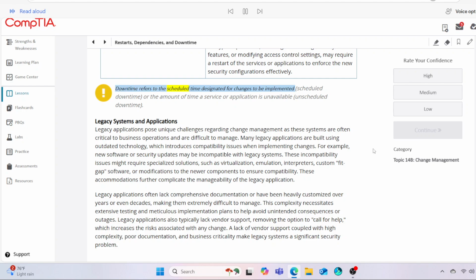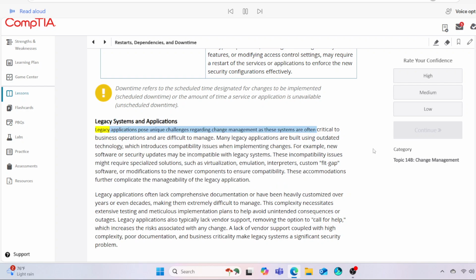Downtime refers to the scheduled time designated for changes to be implemented (scheduled downtime), or the amount of time a service or application is unavailable (unscheduled downtime). Legacy systems and applications. Legacy applications pose unique challenges regarding change management, as these systems are often critical to business operations and are difficult to manage.